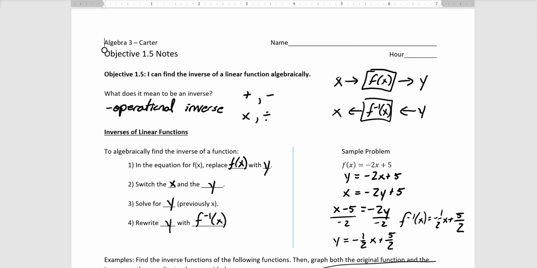So hopefully we're feeling good with objective 1.5. If you want a little more work on this, go ahead and check out that sample problems video. If you're feeling confident, go ahead and dive into the practice problems.